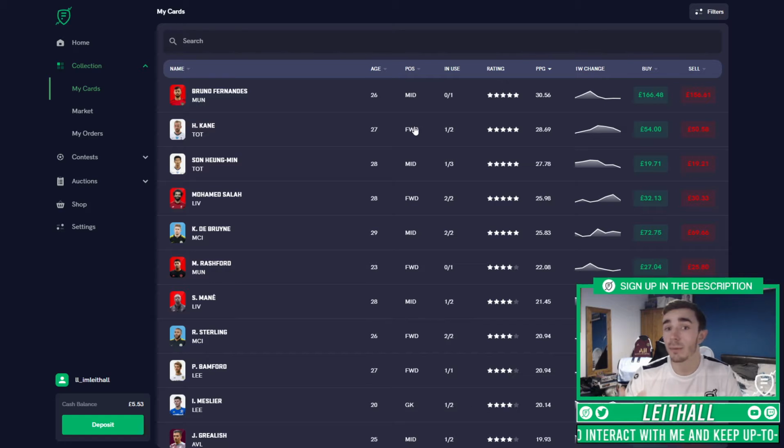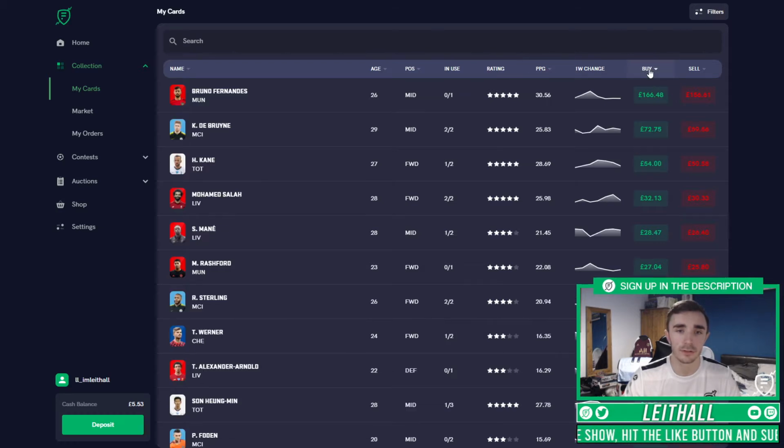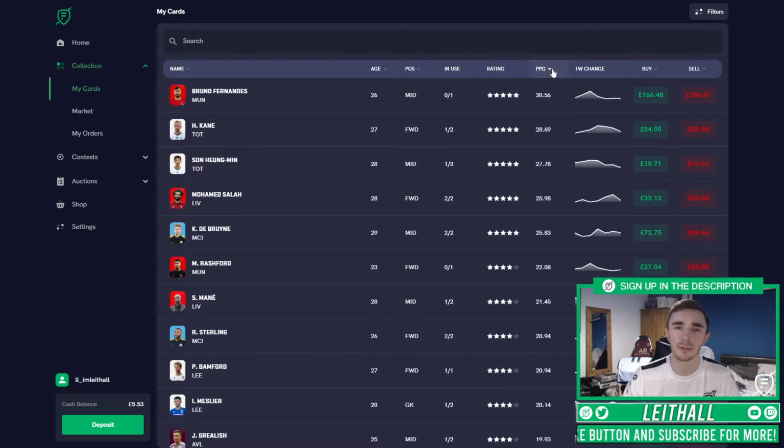At this point you may or may not have some cards in your collection. By default your collection is sorted by PPG, which stands for points per game, and you can click certain categories up here to actually sort them in different ways. For example, you could sort by the buy price to show your most expensive players that you have in your collection. But I think PPG is probably always the safest way and the best way to view your collection.